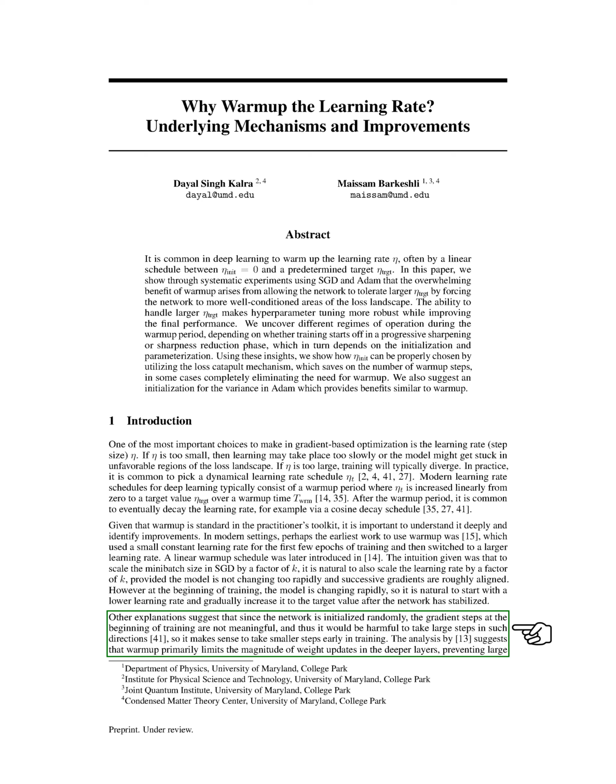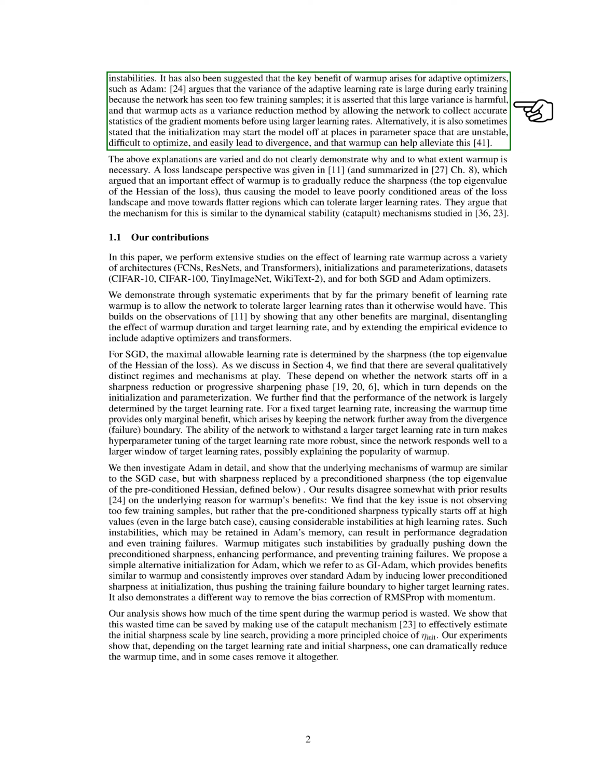One perspective suggests that at the start of training, when the network is initialized randomly, the gradient steps are not meaningful. Therefore, it is advisable to take smaller steps initially to prevent large deviations. Another viewpoint highlights that warm-up helps in limiting the weight update magnitudes in deeper layers, thereby averting significant instabilities. Additionally, warm-up is believed to be particularly beneficial for adaptive optimizers like Adam, as it aids in reducing the variance of the adaptive learning rate during early training stages.